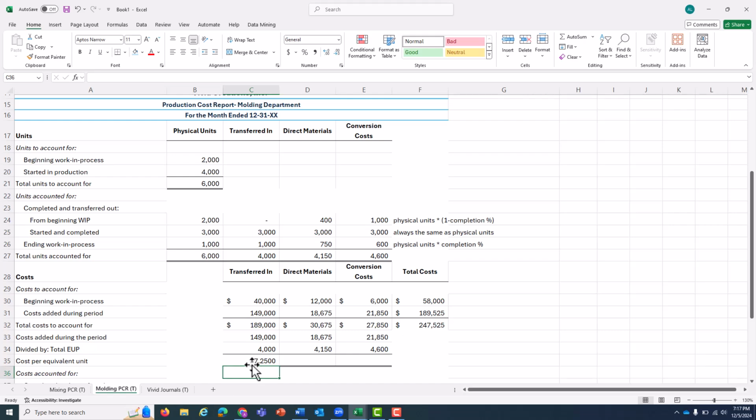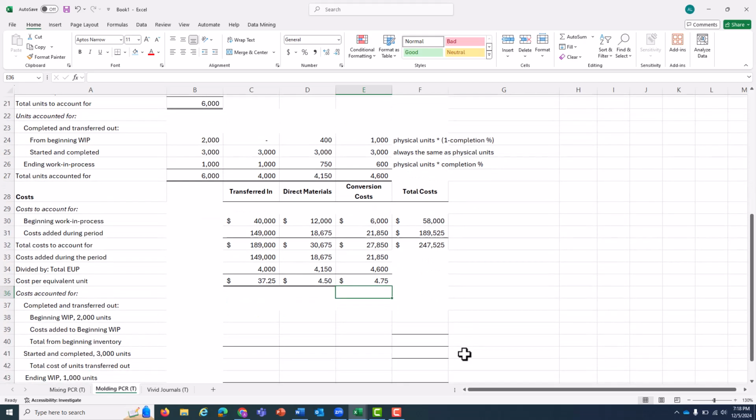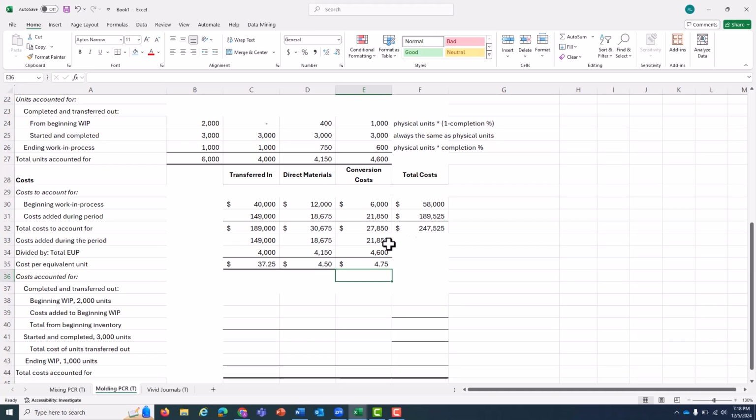comes out to $37.25. I'm going to change this to the dollar formatting. There we go. $18,675 in materials was enough to make 4,150 equivalent units, and that's $4.50 per batch of crayons. And $21,850 was enough to produce 4,600 equivalent units for conversion cost. That's $4.75 per batch.